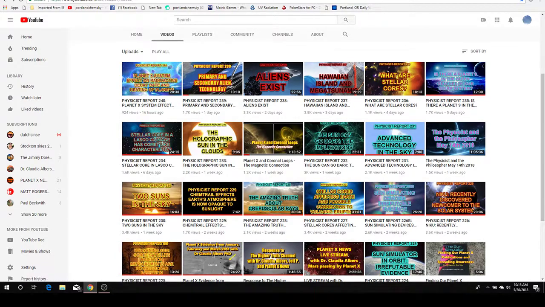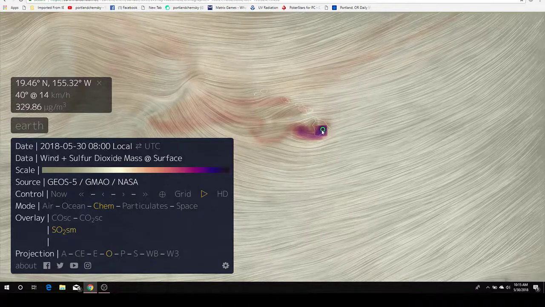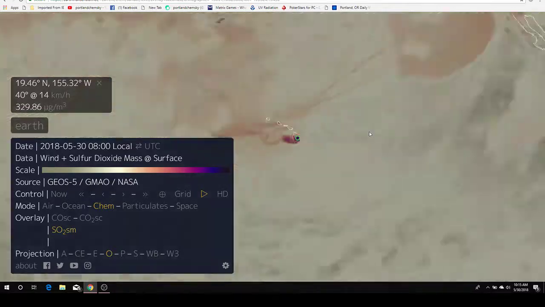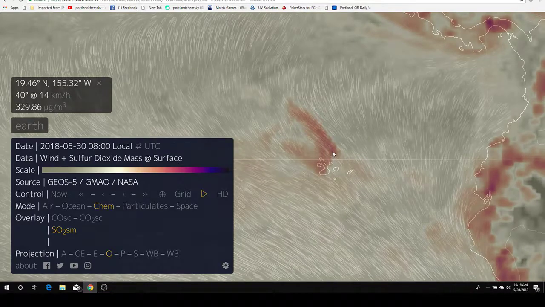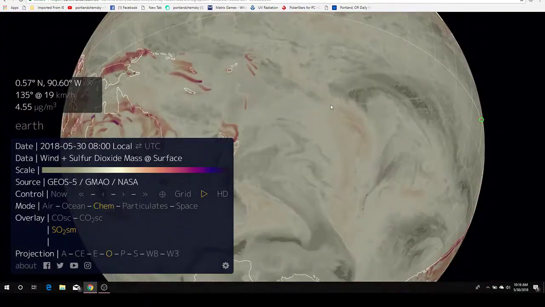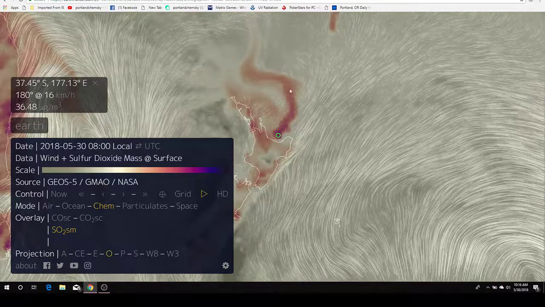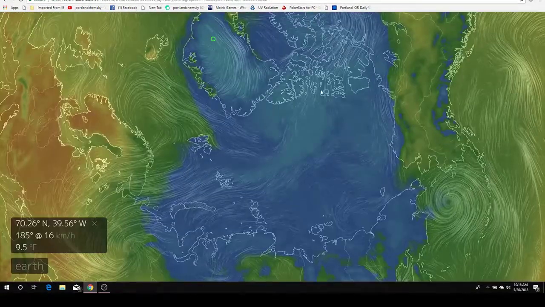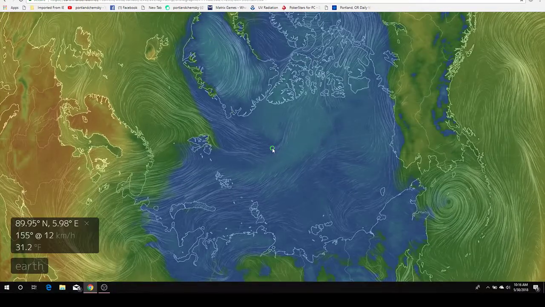I don't know. Anyway, back to why sulfur dioxide. Don't want to breathe that. It's still bubbling. Still bubbling by the Galapagos. No island there. Down here by New Zealand. Anyway, all over the place. So the Earth is becoming agitated.